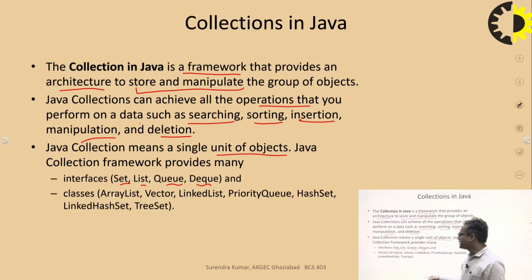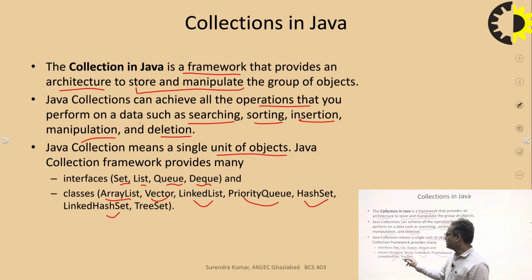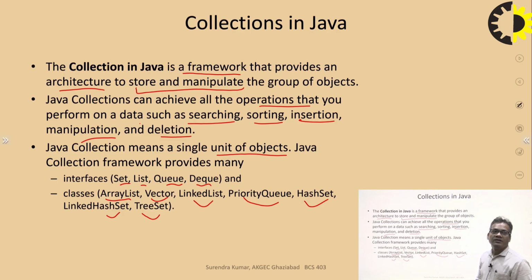In the form of classes, it can contain array list, vector, linked list, priority queue, hash set, linked hash set and tree set. So these are different kinds of data structure you can use here with the help of interfaces and classes in Java collection. That is basically responsible for searching, sorting, insertion, manipulation and deletion, different kinds of operations.